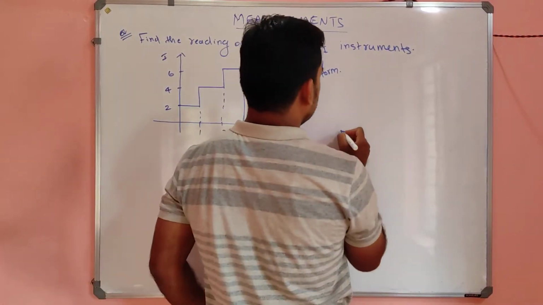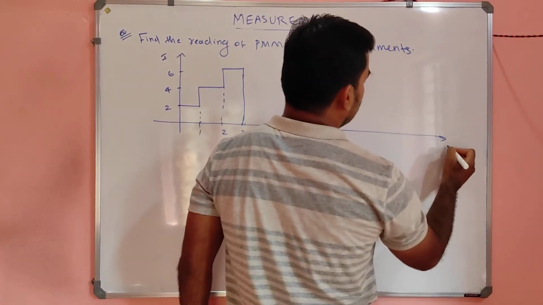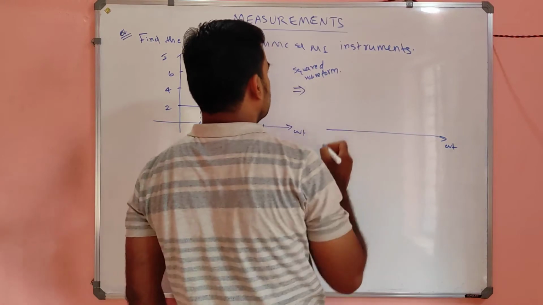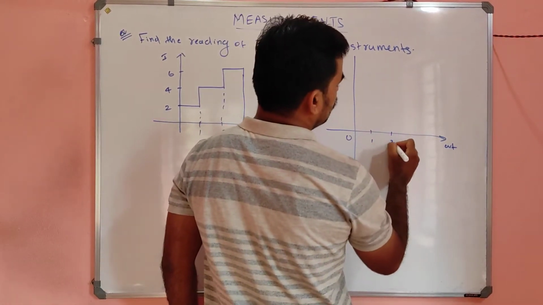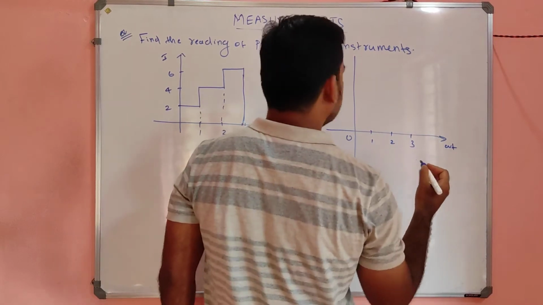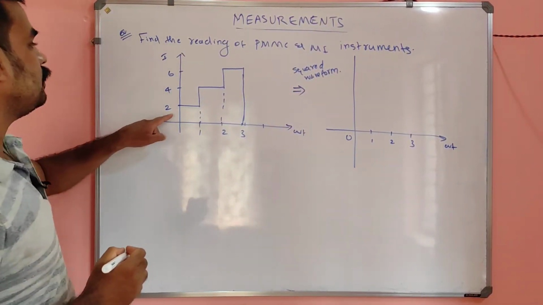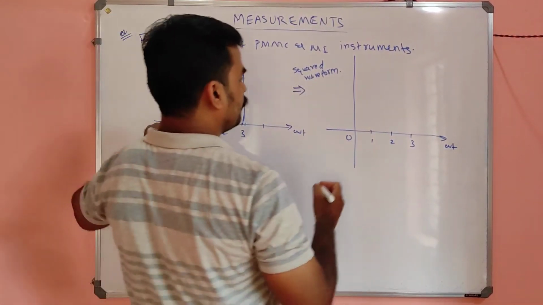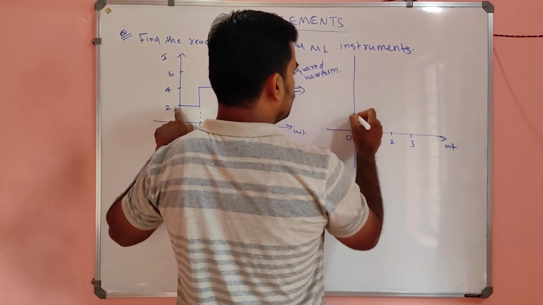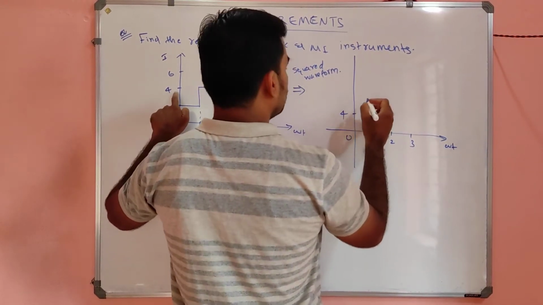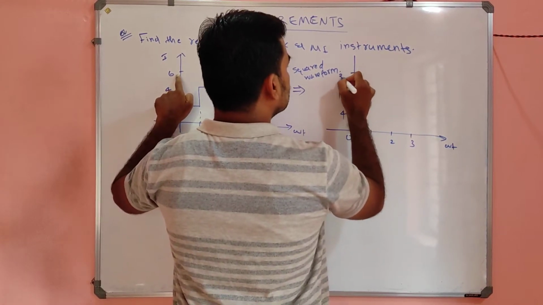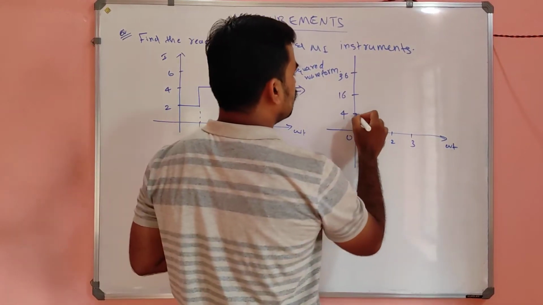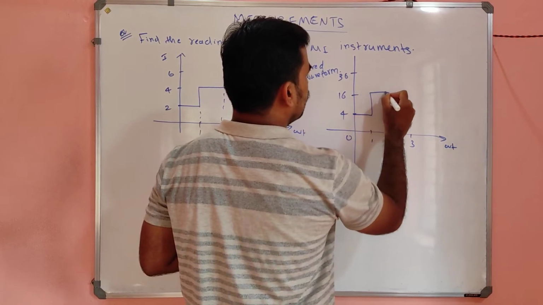Let's see that. Time doesn't change, so it will be omega t, 1, 2, 3. There is no change in that. Squaring the magnitude: 2 becomes squared, it becomes 4. 4 becomes squared, it becomes 16. 6 becomes squared, it becomes 36. Same, draw the same curve, my dear.